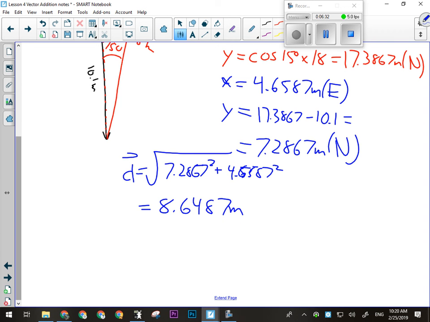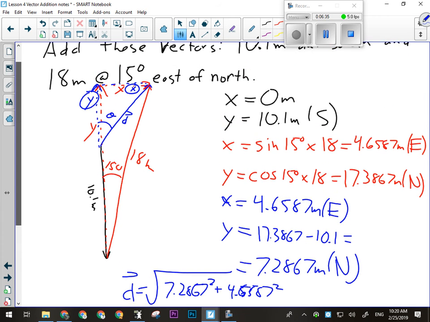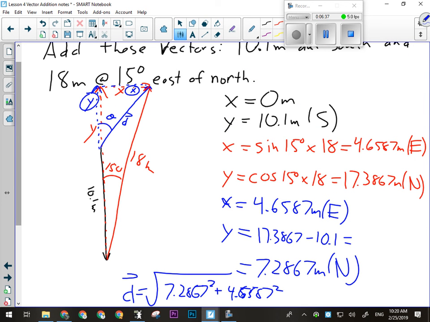meters. Okay, so now I know how big it is. Now I need to find what direction it's going. Now, if you drew your triangle like this, that's fine. You're just going to get the complementary angle to what I get. Okay, my angle is going to be east of north. All right, so I'm going to use tan, and I'm going to use x over y.